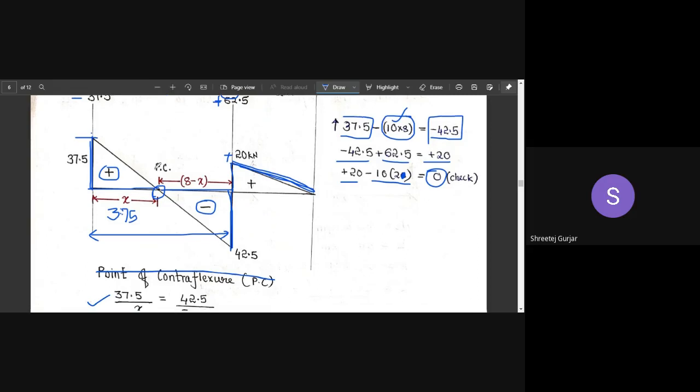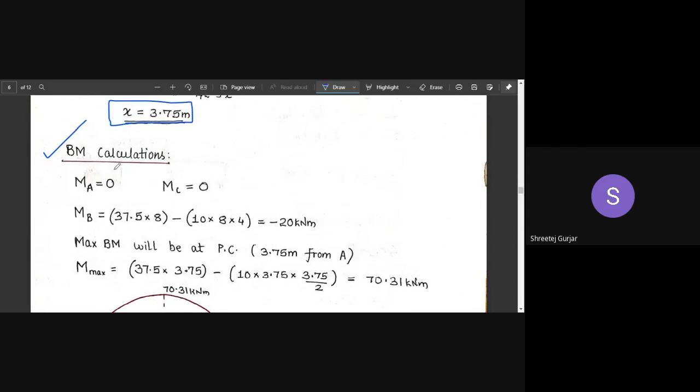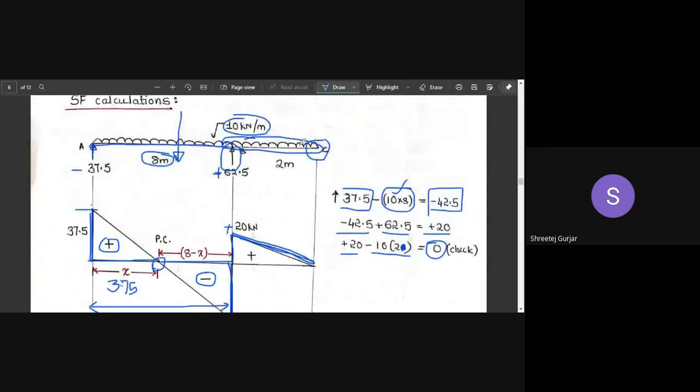So the next thing that we need to do is calculate all the bending moments. As we know, because it is a simply supported beam, the bending moment at your supports will be 0, right?